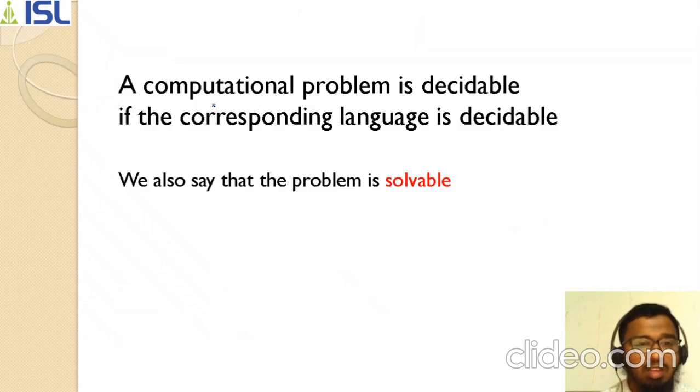Next, a computational problem is decidable if the corresponding language is decidable. We also say that the problem is solvable. Decidable is nothing but solvable. Whatever problem we have, we are solving it with the help of a Turing machine. A computational problem is decidable if the corresponding language is decidable.